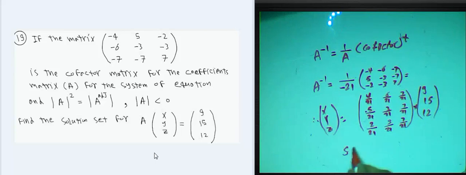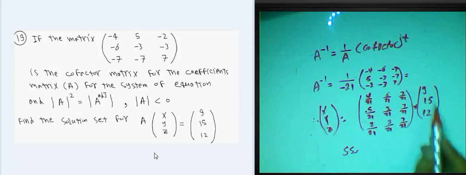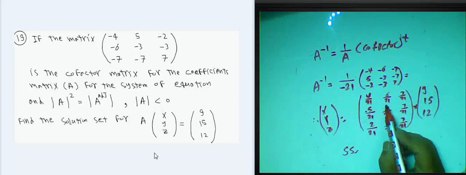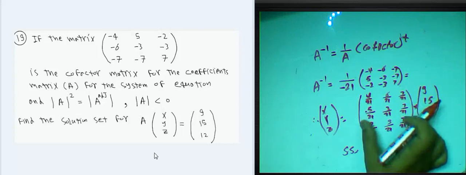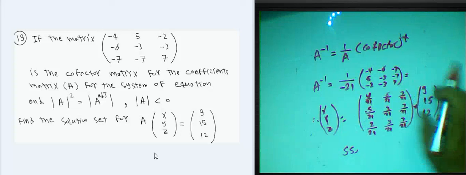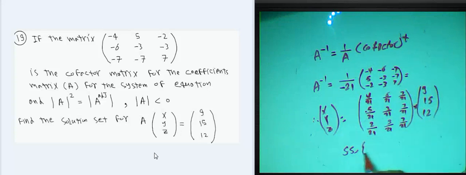To find the result, multiply this row by this column and add them, and you get the solution set. 4 over 21 multiplied by 9 plus 15 times 6 over 21 plus 12 times 7 over 21, and add them. And this row multiplied by the column, and this row multiplied by the column, to find the solution set. It will be 10 and 4 and negative 5.